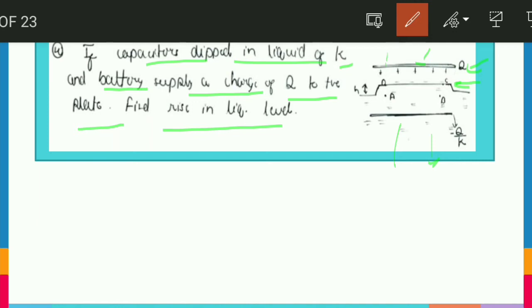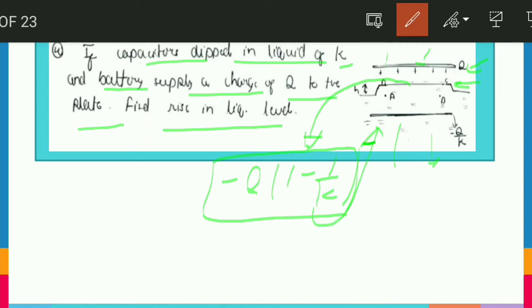So friends, by induction, can you find the charge on this surface of the liquid? It will be equal to minus q times (1 minus 1 upon k). I hope you know this formula. And a similar thing goes to this plate, but since this surface of water is also connected to a plate, the total charge that will come on it is this: minus q times plus q (1 minus 1 upon k) to get this thing.